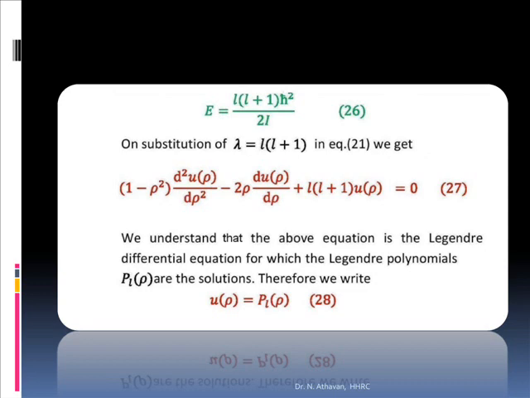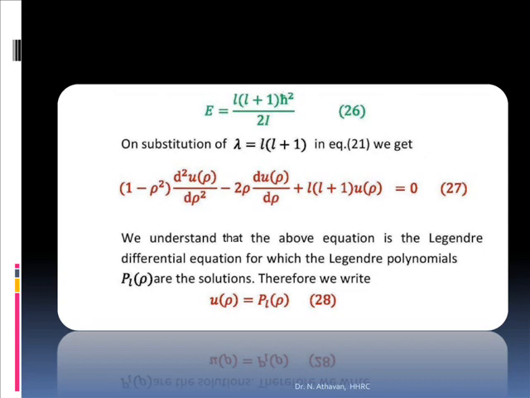Here one has to note that L is the power of the polynomial, or order of the polynomial. It takes only integer values. If it is so, then one can say that E has certain allowed values only, depending upon the value of L. So once we get lambda is equal to L(L plus 1), upon substituting in equation 21, we get equation 27.